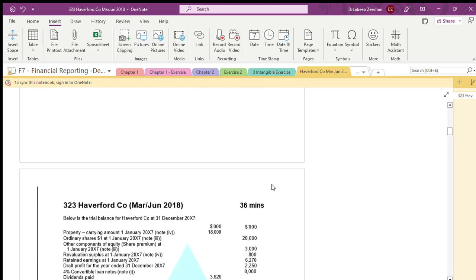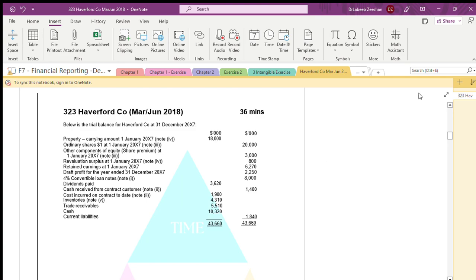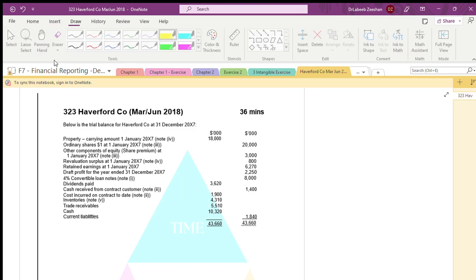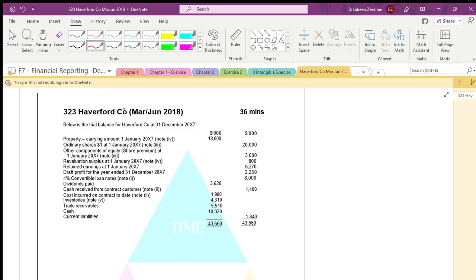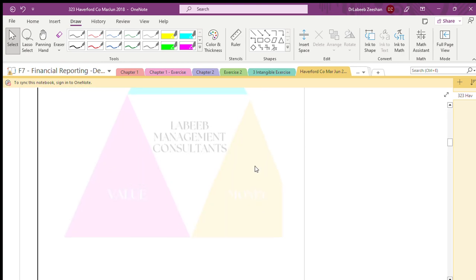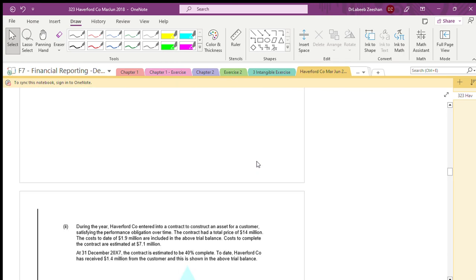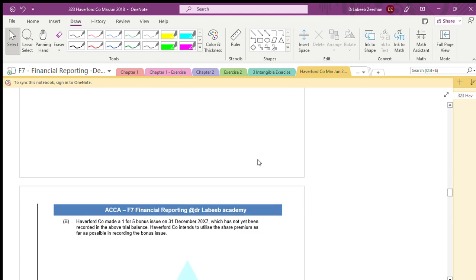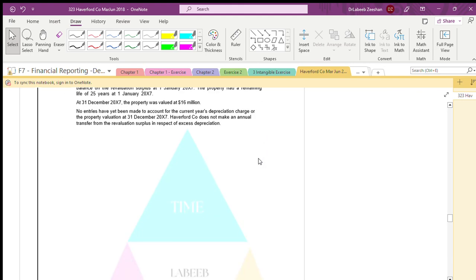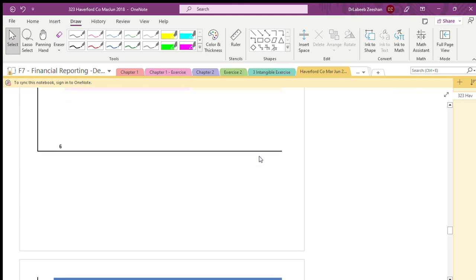With respect to financial reporting, there is one question related to March and June, Haverford. They gave you the trial balance, and they gave so many adjustments, 1 2 3 4 5. I will come back to this slowly. And what is the requirement?